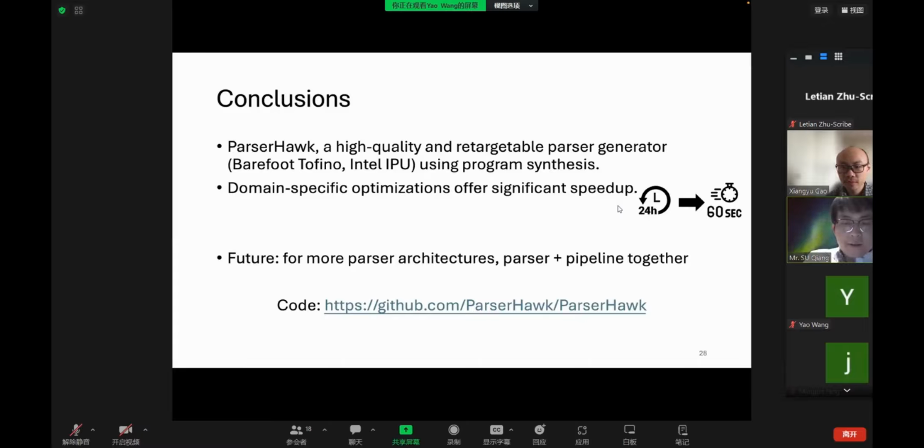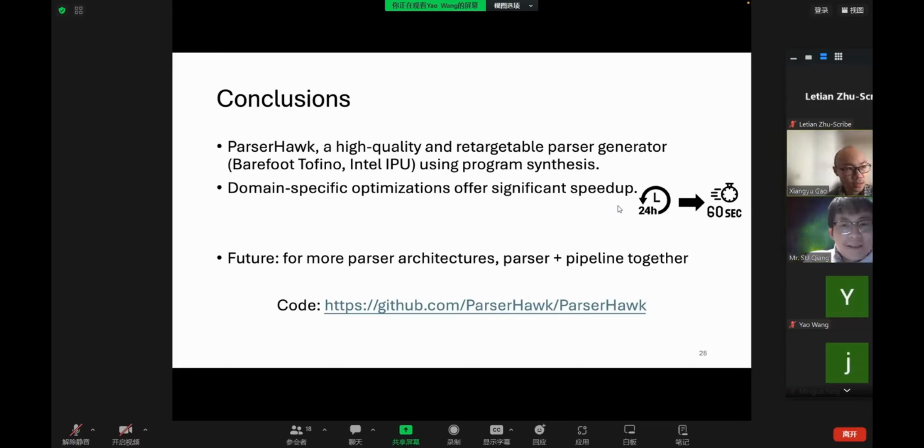Okay, so now there is a question from the audience actually. The question is, theoretically, is this system not limited to parsers, but applicable to entire complete P4 programs? If applicable, how long might it take to compile a program similar to netcache? If not applicable, what are the main limitations?